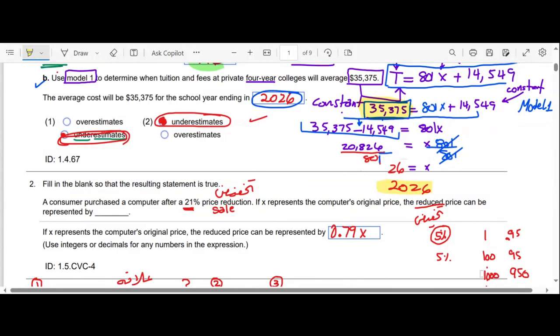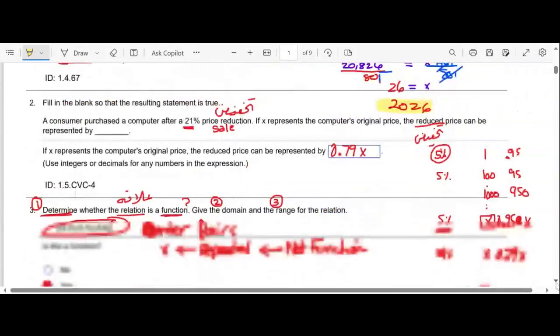Okay. Now let's go to the next question. Do you have any question? Any inquiry about this? No? It's okay. Let's go for number 2.